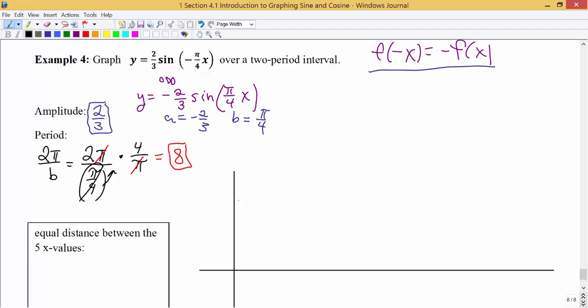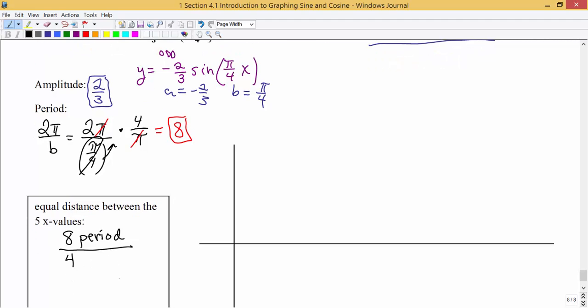So what is our equal distance then between the key points? We're going to take the period, so the entire distance, and divide by the 4 equal segments to see the length of each one of those segments. And this actually turns out to be pretty easy. It's just 2. So the distance between each of our x values will be just 2 radians, or 2 units.